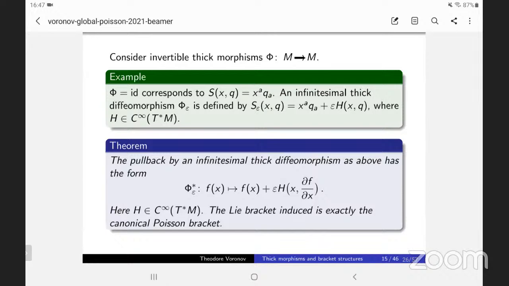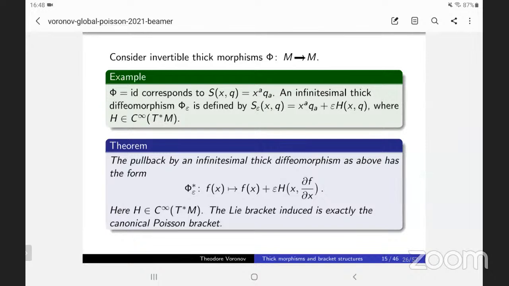And the generating function for the identity is just S of x, q equals x times q. An infinitesimal thick diffeomorphism will be given by adding one extra term proportional to epsilon. And this extra term turns out to be just a genuine Hamiltonian. So you add to this non-invariant term, x_a q^a, epsilon times a genuine function on the cotangent bundle, an ordinary Hamiltonian. And then the pullback is given by the infinitesimal Hamilton-Jacobi flow. That's a nonlinear action. So you have ordinary Hamiltonians, functions on T*M, acting on functions on M by the Hamilton-Jacobi equation.